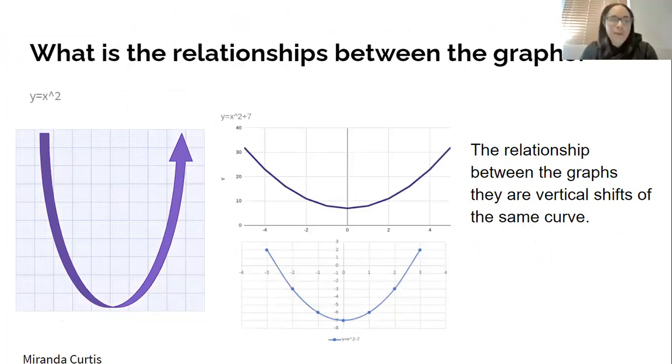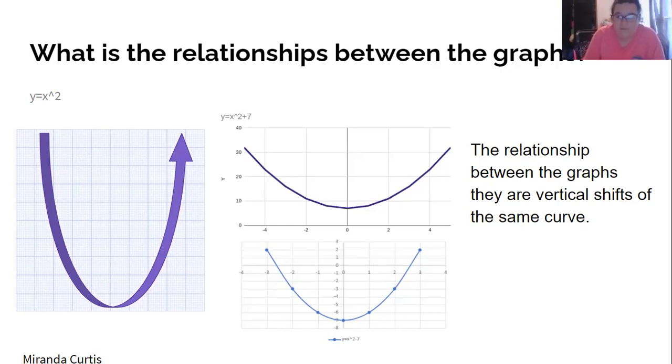So Miranda, what is the relationship between the three graphs? Okay, the relationship between the graphs is that they are vertical shifts of the same curve. As we look at y equals x squared, we see that it is a perfect U that Elizabeth has done. And then we come over here and we have Allison's graph, which is x squared plus 7. And again, you see that it's just a little bit different. You notice that it's just shifted up 7 units.